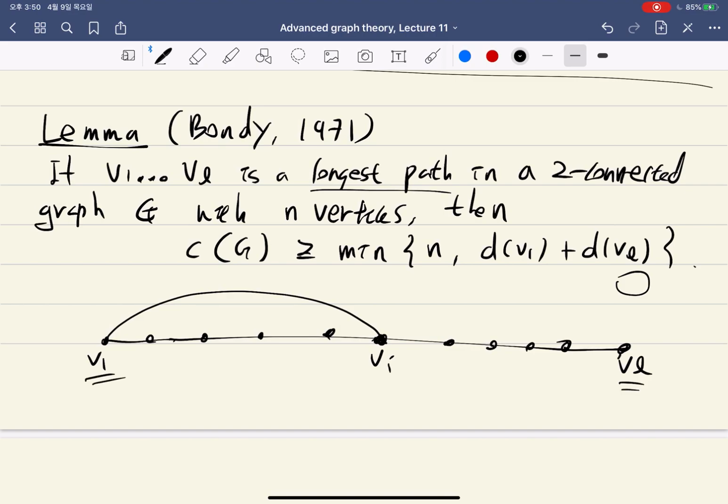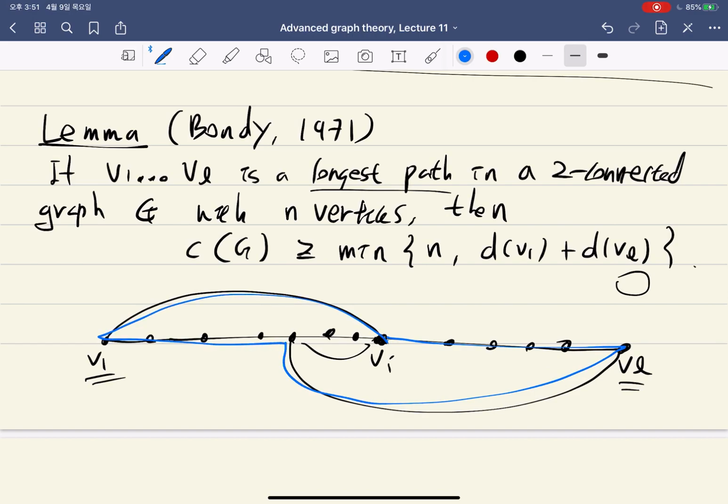If this PL is adjacent to this, say, then again we get a long path. So not even the next vertex, but some vertex which is kind of close to this PI, then we get this cycle. So in that case, we get a long cycle which satisfies a certain condition. So we can avoid that.